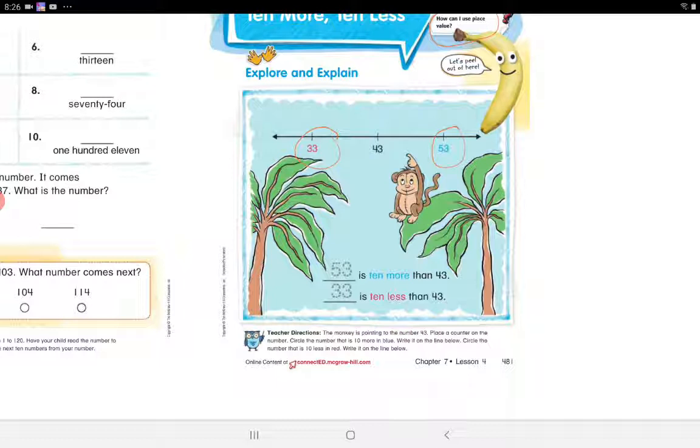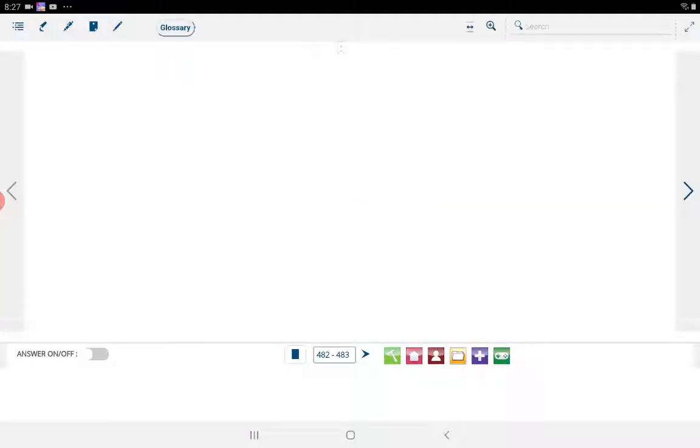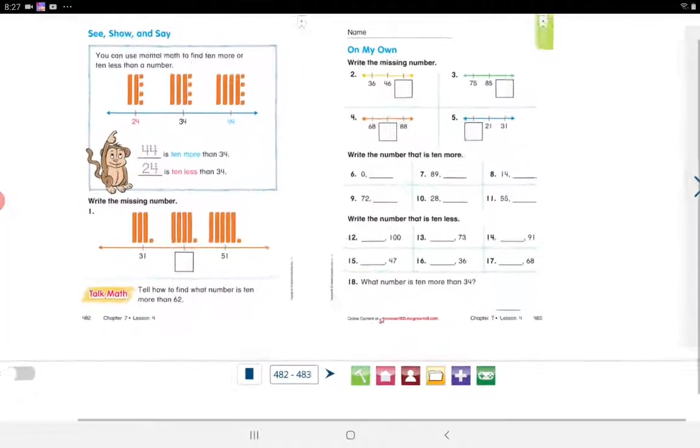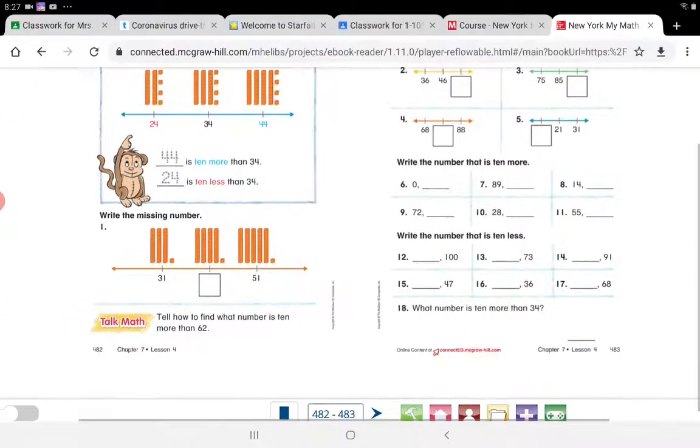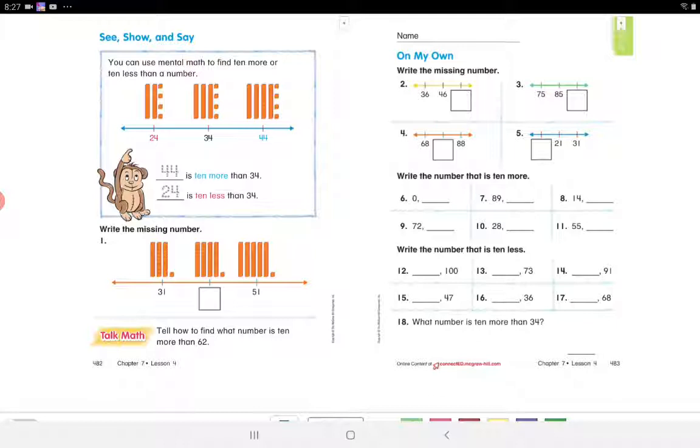So now we're going to move on to page 482. On page 482, they want us to do the see, show, and say. Instead of only using the number line, they're going to let us use 10 rods and ones cubes to help us visually see that we are adding only tens to the tens place value, because they want us to start doing mental math now.